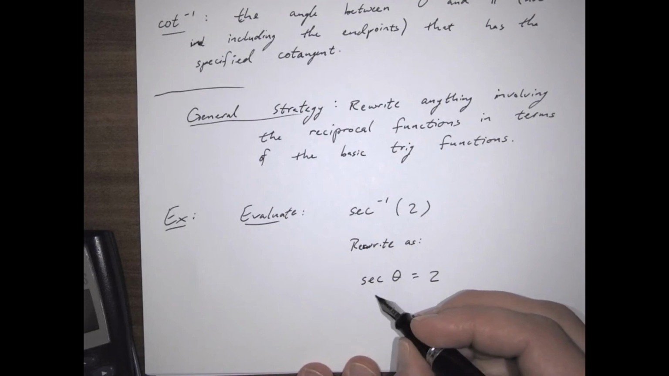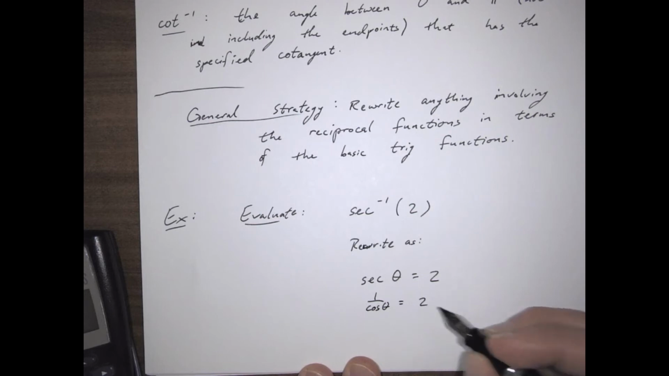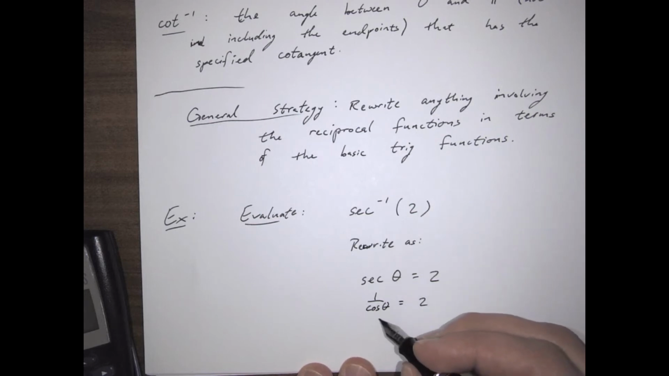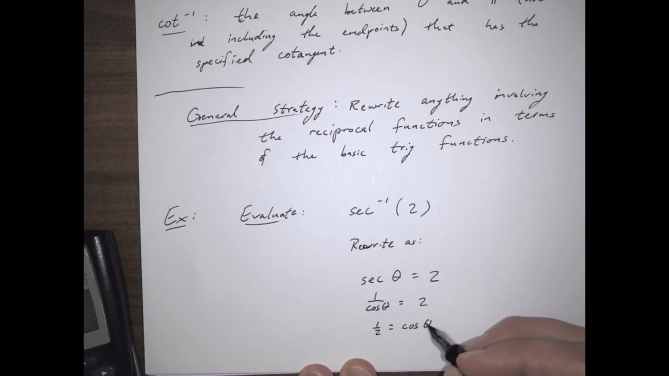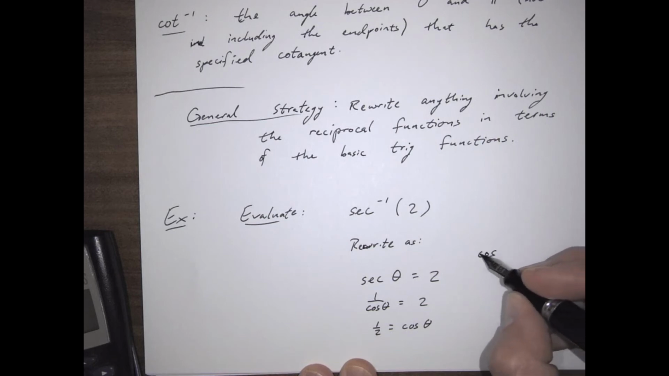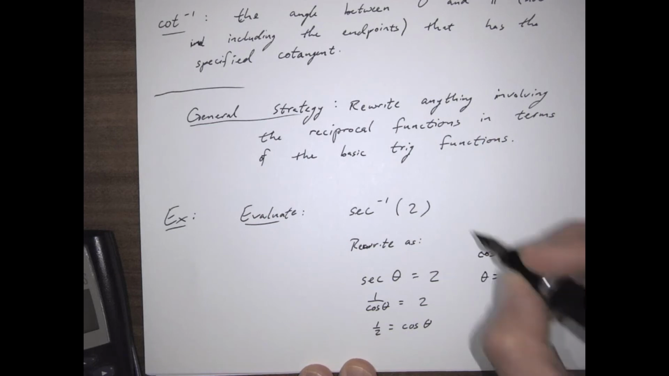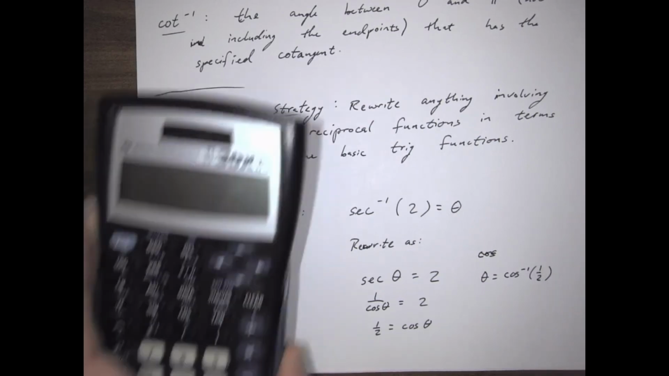And now, what does that mean? That means 1 over cosine of that mystery angle equals 2, which then, if I multiply both sides by cosine and divide both sides by 2, I would get 1/2 equals cosine theta, which means that theta, which is what I've just been calling this angle so I have something to write, is equal to cosine inverse of 1/2. So that now I can evaluate.